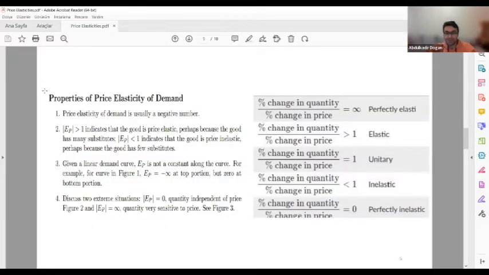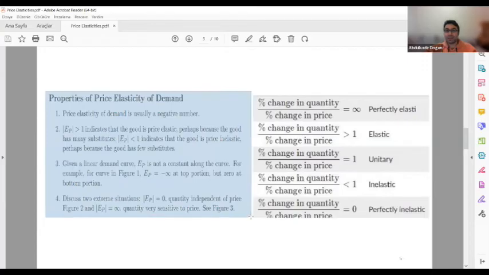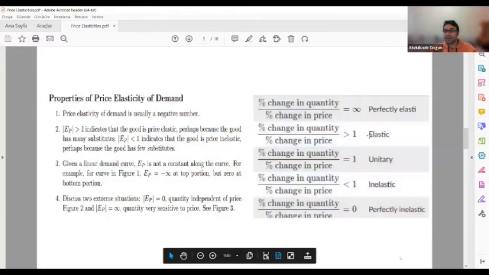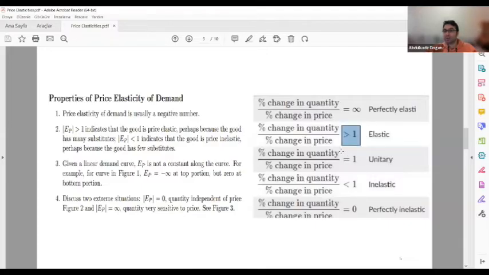And please always keep this formula in mind. If my demand is elastic, okay, it should be greater than 1. If it is 1, it is unit elastic. If it is less than 1, it is inelastic. What are the properties of the price elasticity of demand? Price elasticity of demand is usually a negative number, okay, because price and quantity demanded move in reverse directions. So if my price increases, my quantity demanded will decrease. So price elasticity will always be a negative number.